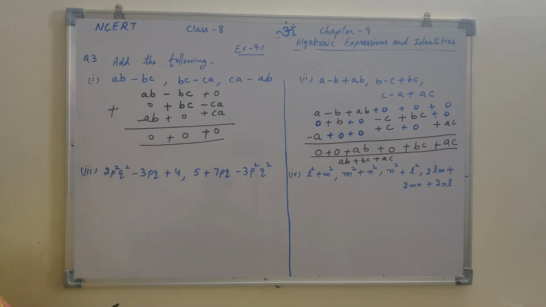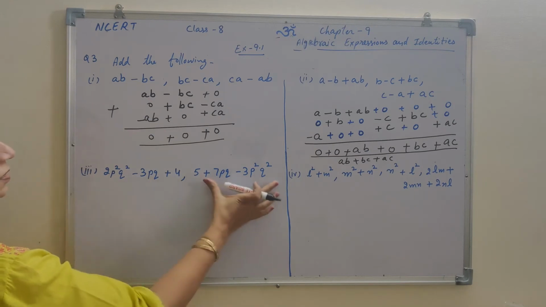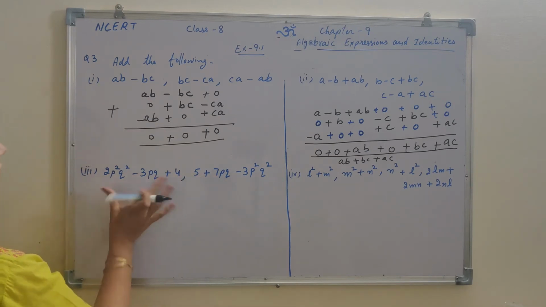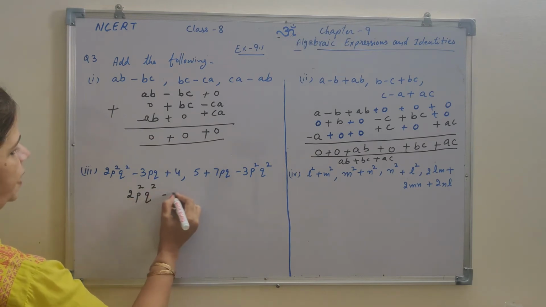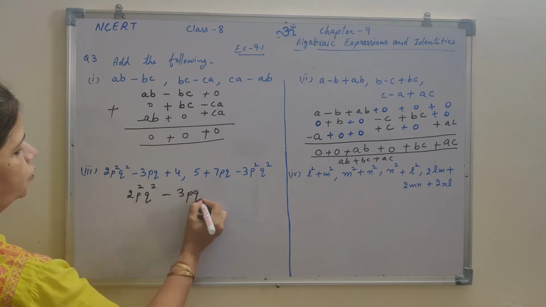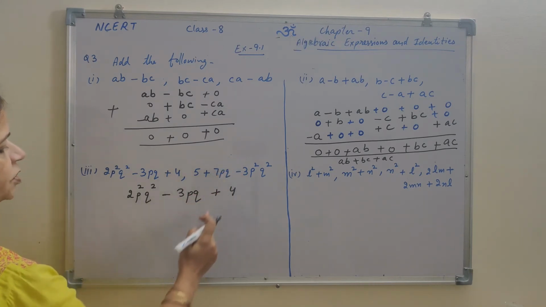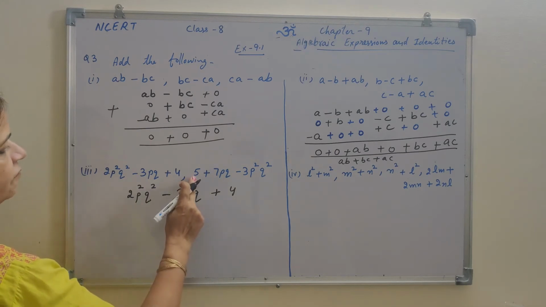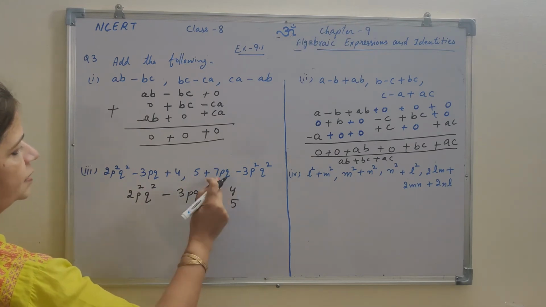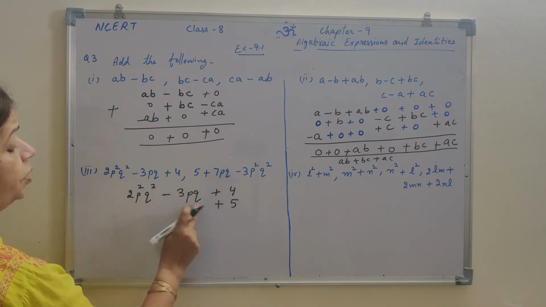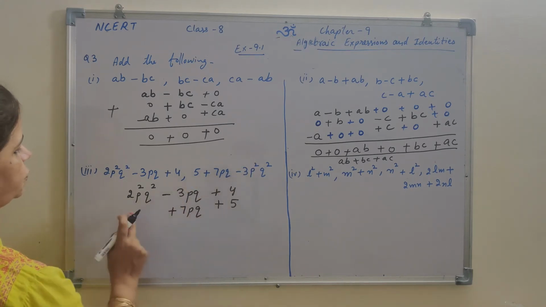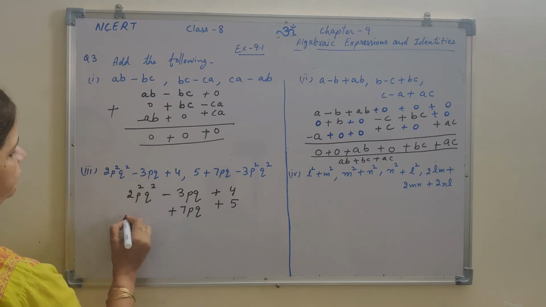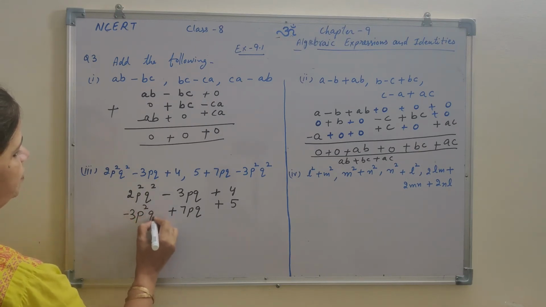Rest are 0. Okay. Now we have next again 3 trinomials and 2 expressions are there. We will write down this first. 2p square q square minus 3pq and plus 4. The second expression we will write down below this. It is 5 which will come below 4. Plus 7pq below pq, and minus 3p square q square below this 2p square q square.